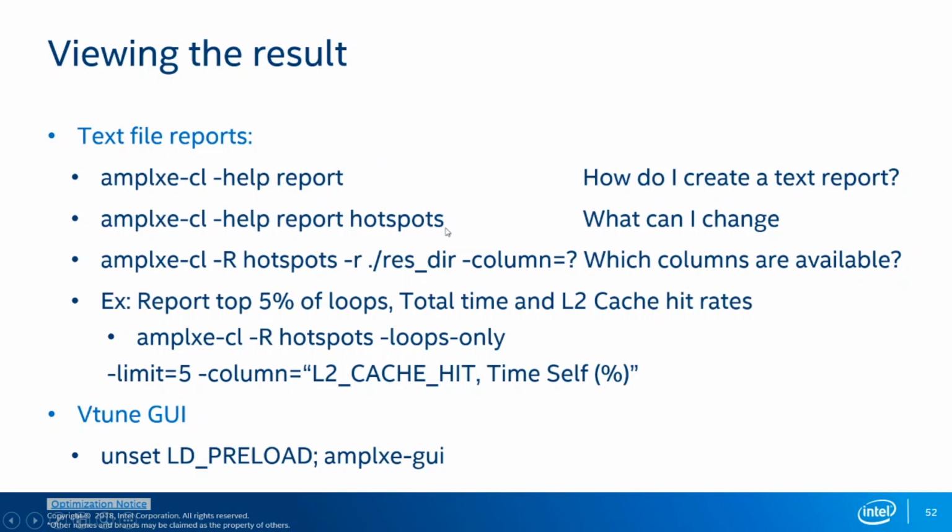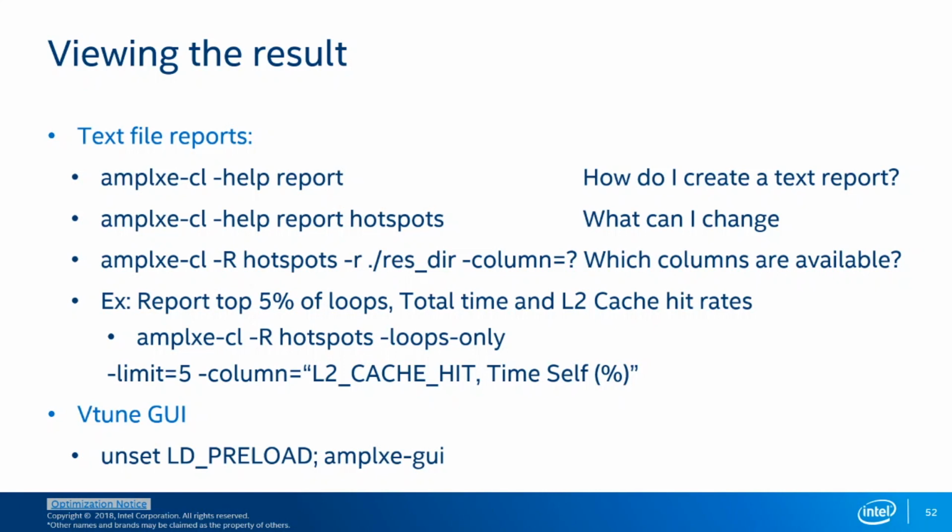So for example, let's do report hotspots. Once we do that, we can do report hotspots, give it the directory of the result, and if we add this dash column equals question mark option, it will look at the result, finalize it, and it will dump out all of the metrics that were collected during this run.